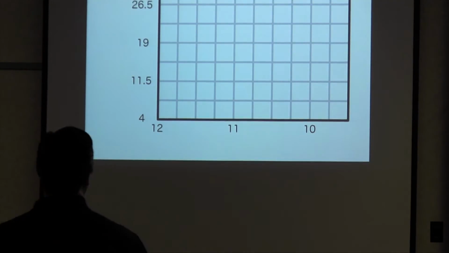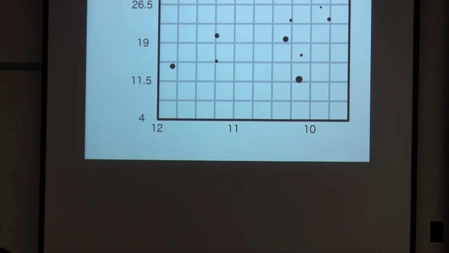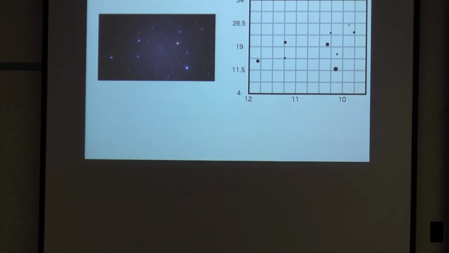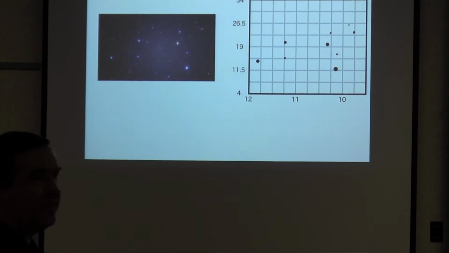All right. If you then plot it, you get that. Now, when you compare that against what we see in the night sky, you have a much better approximation of what you see in the night sky. Are we happy with that?